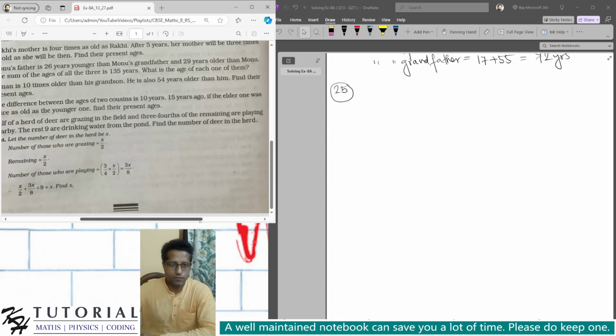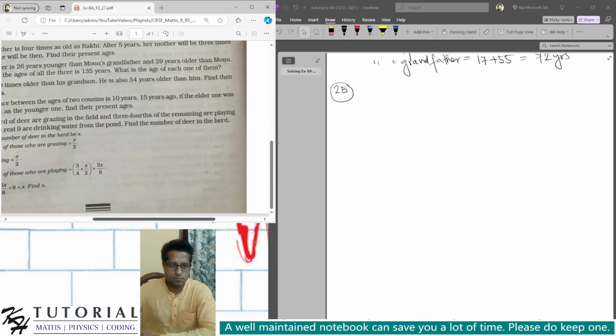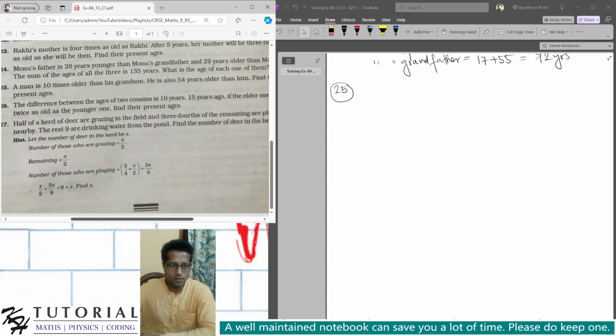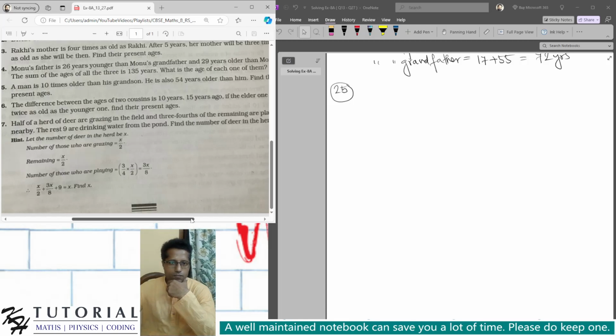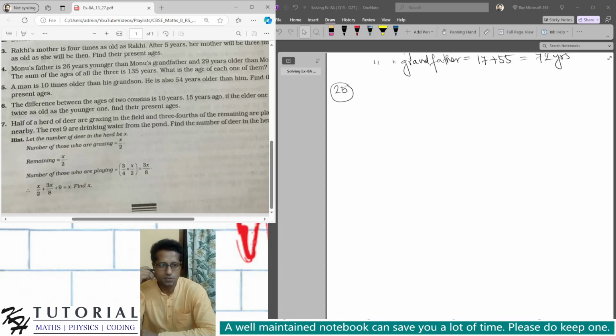He is also 54 years older than him. Find their present ages. A man is 10 times older than his grandson. He is also 54 years older than him. Okay, so this is about two persons, a man and his grandson.